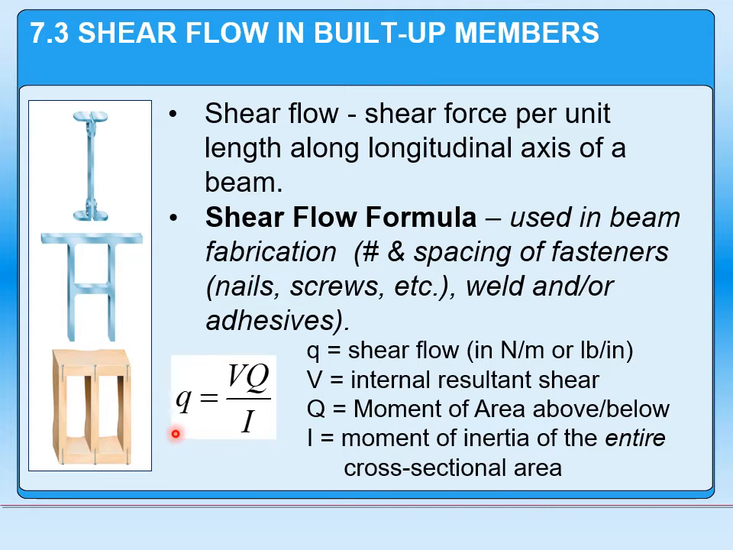Turns out for our shear flow, we use the symbol lowercase q. These are going to be in newtons per meter or pounds per inch. Again, it's the shear force per unit length of the beam, right? And it's going to have the internal shear, V, multiplied by Q. Q is our area amount, right? Remember that moment of area that we just talked about, divided by I, where I is our moment of inertia for the entire cross section. Keep in mind Q is for just the portion above or below whatever surface we're looking at.